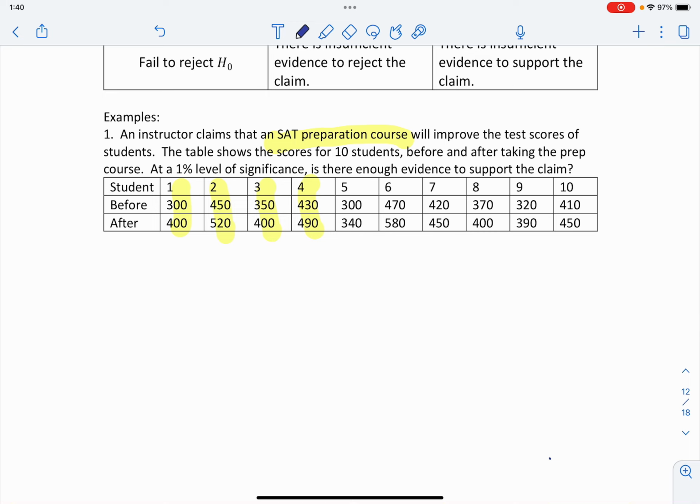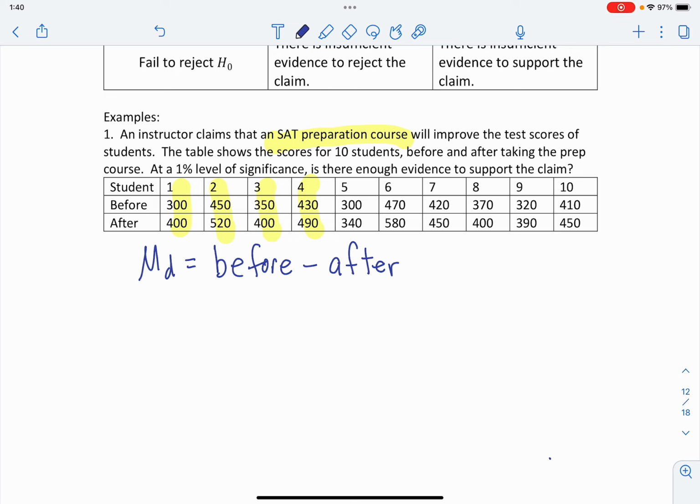The first thing we have to be careful about is defining mu sub d, in that which way are we subtracting? Are we doing the before minus the after, or the after minus before? That matters because that'll be the difference between positive and negative numbers. Typically, your textbook is going to default to before minus after, although it's possible to do the other way, and I think in problem number 5 it does go the other way. So look for the definition. It should be given in the problem.